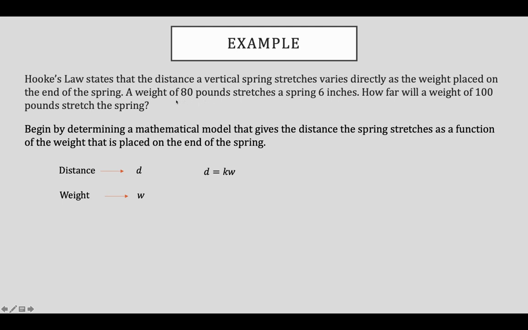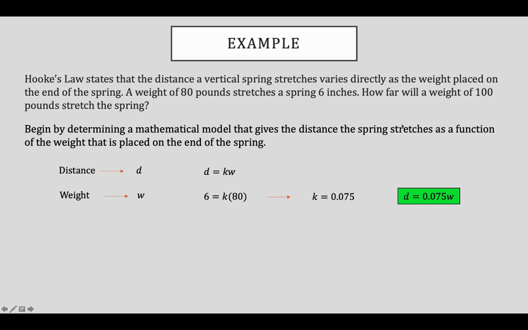We know that a weight of 80 pounds will stretch the spring 6 inches. Plugging in 80 for W and 6 for D will allow us to solve for K. Here we get K is equal to 0.075. Once we have solved for that constant of variation, we can come up with our mathematical model. D is equal to 0.075 W. Again, that's just D equals KW. We found K, so we plug it in. This model will give us the distance that the spring stretches for any amount of weight.